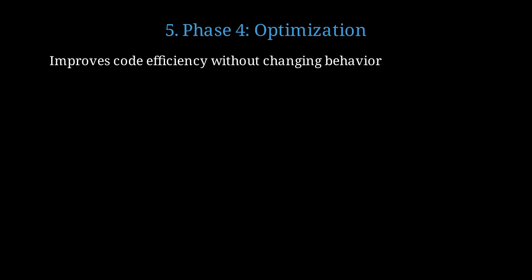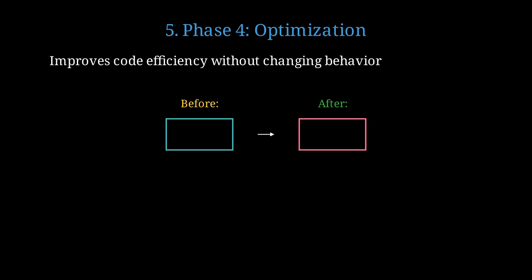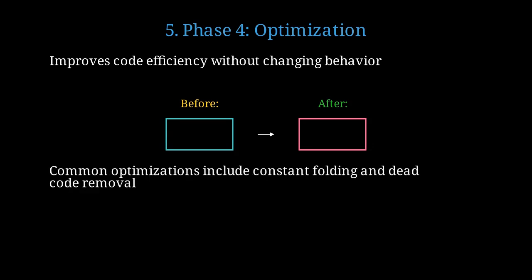The optimizer improves code efficiency without changing behavior. The optimization phase improves code to run faster or use less memory while preserving the original program behavior. For example, the expression 5 + 3 can be computed at compile time, replacing it with the constant 8, making the code more efficient. Common optimizations include constant folding, where compile time constants are pre-calculated, and dead code removal, where unused code is eliminated.